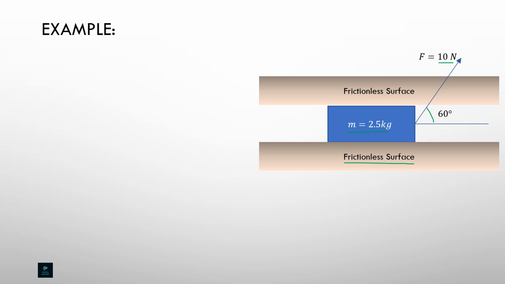As we can see that this body is sandwiched between two frictionless surfaces, therefore this body cannot accelerate in the y direction. This body can only accelerate in the x direction. Therefore the y component of acceleration of this body is 0, and to obtain the x component of acceleration, we calculate the force in the x direction. Therefore net force in x direction is F net x equal to F cos 60.